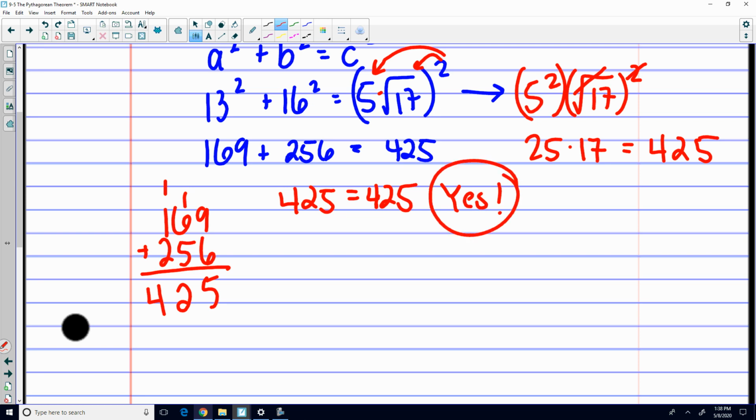Now, I gave you all yeses in here to show you that a lot of these are Pythagorean triples, but not everything is actually going to be a yes. Sometimes in your homework, you're going to get a no. No, it's not. It doesn't equal. And that's okay too. It just means those can't be the side lengths for a right triangle.